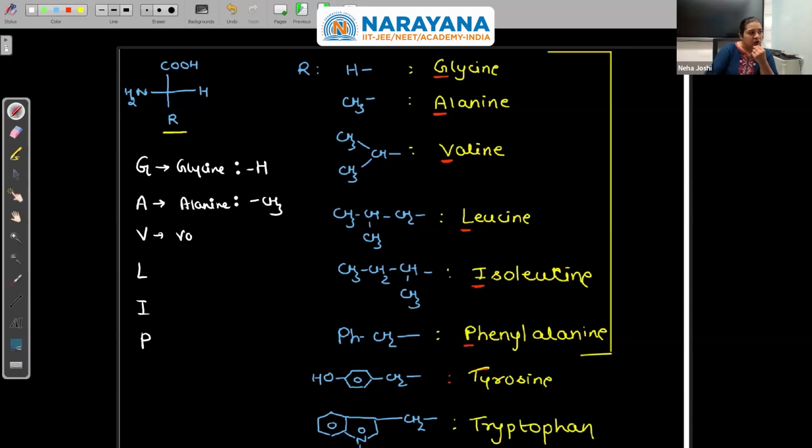Okay. V was valine. Valine is isopropyl. L is leucine. Overall there are two, leucine and lysine, but lysine is a basic amino acid. Leucine has, like this, 1, 2, 3. It is an isobutyl group. Then comes isoleucine, and here it is 1, 2, 3, 4. That is the secondary butyl group of isoleucine.